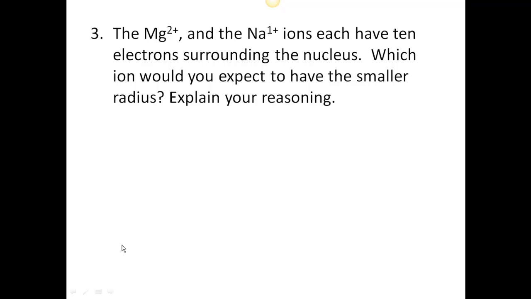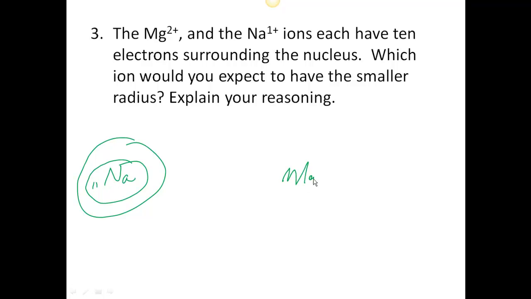Mg2+ and the sodium ions each have 10 electrons surrounding their nucleus. Which ion would you expect to have the smaller radius? Well, that should be pretty clear because sodium has 11 protons. So when you start thinking about the electrons, they're being pulled in by 11 positive charges. But magnesium, on the other hand, is number 12. So it has 12 positive protons in the middle.